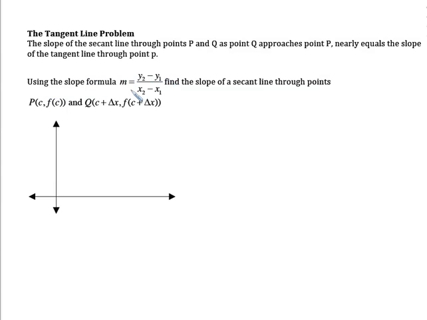It says using the slope formula m = (y2 - y1)/(x2 - x1), find the slope of a secant line through the points P, (c, f(c)), and Q, which is (c + Δx, f(c + Δx)). So instead of using x, y, we use c, f(c). So let's go ahead and draw a curve here, and then we can talk about what all of these things mean.